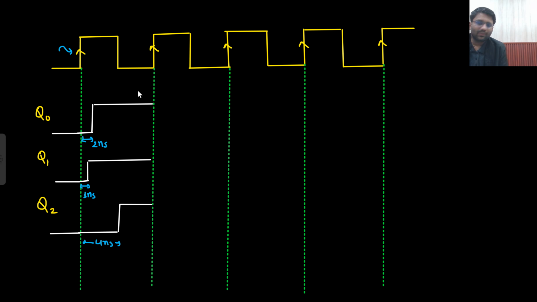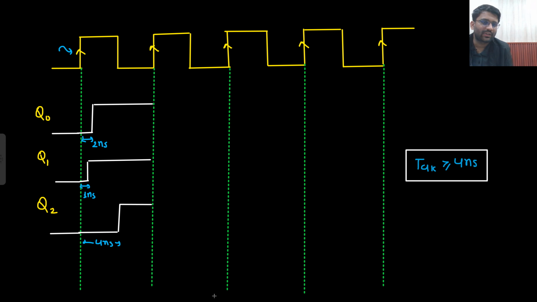Now, if you want to achieve the next state, which is 1111, that means all the toggling should take place in one cycle only. So, what is the maximum time? This toggling has already taken place, this toggling also has already taken place. This is taking place in the last. That means t clock should be greater than or equal to 4 nanosecond. So in case of synchronous counter, this is the condition: your t clock should be greater than or equal to 4 nanosecond.